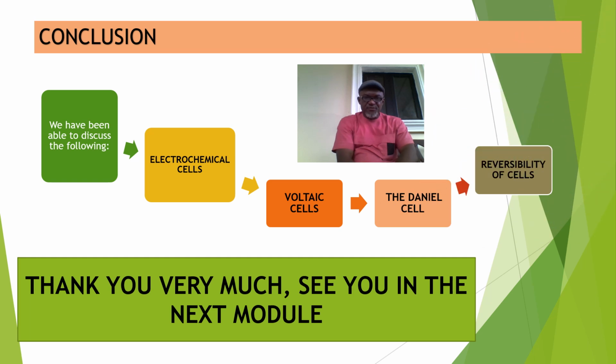In this module, we have looked at electrochemical cells, which we call voltaic cells, and a very good example is the Daniel cell, which we looked at the working of the Daniel cell, and we also looked at reversibility of cells, possibility of reversing cells. Are we going to still achieve the same thing?